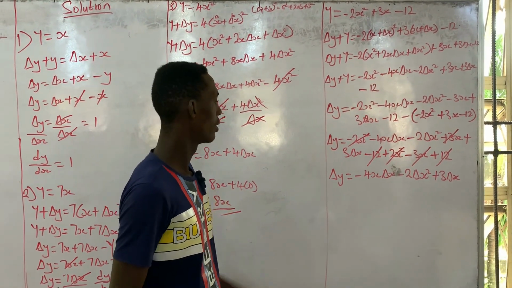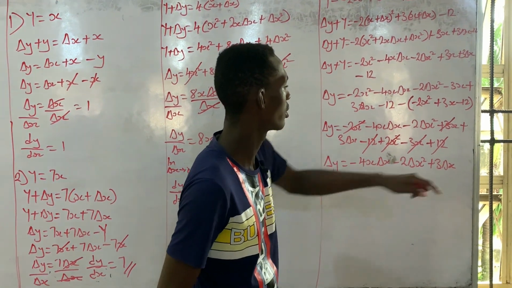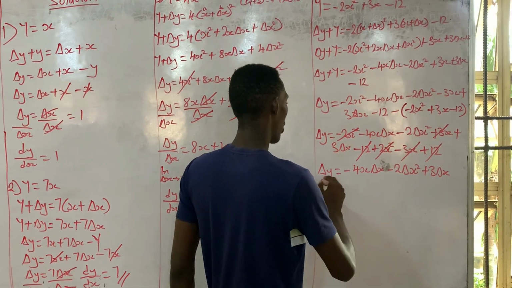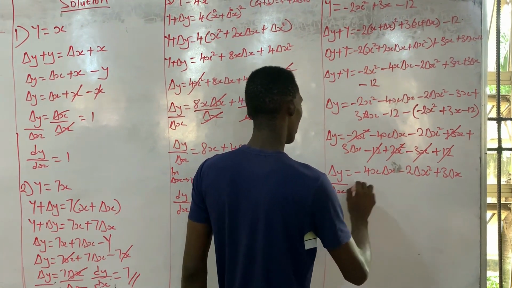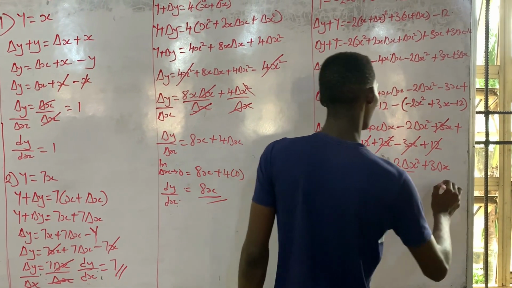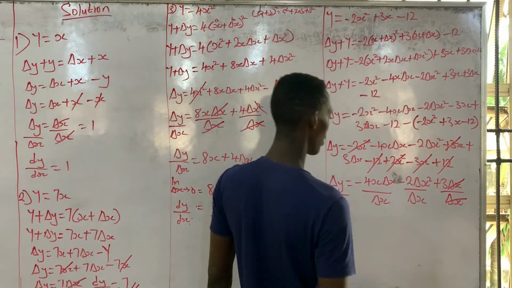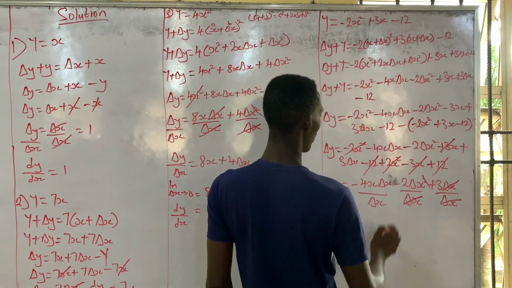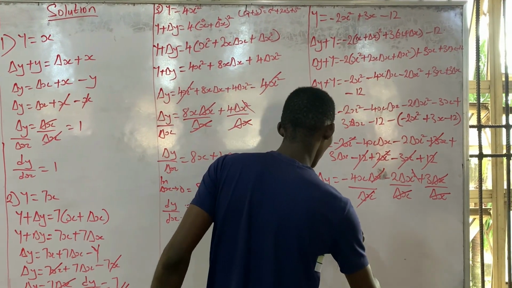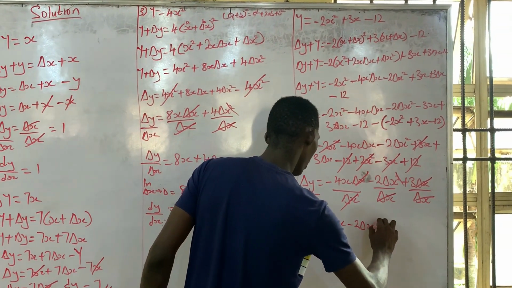Are you seeing it now? Minus 4x change in x minus 2 change in x squared plus 3 change in x. This is in form of square, so don't make mistakes. Now you can divide all through by what? Change in x. So this change in x will cancel this change in x. This change in x will cancel one of this square. And this change in x will cancel this change in x. Therefore, I left it what? Minus 4x minus 2 change in x plus 3.